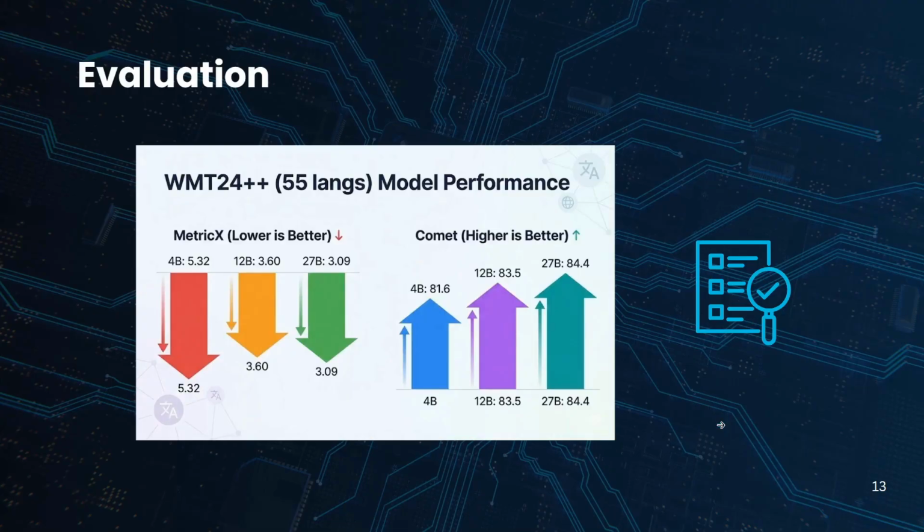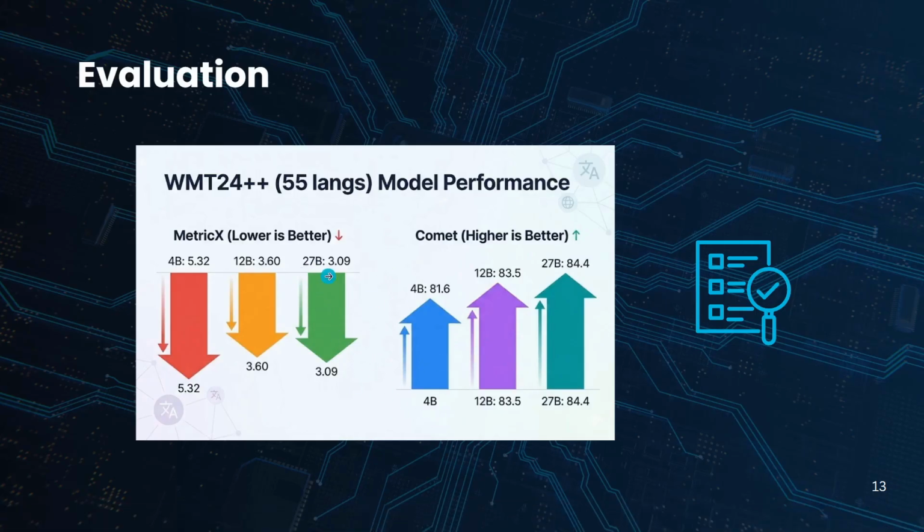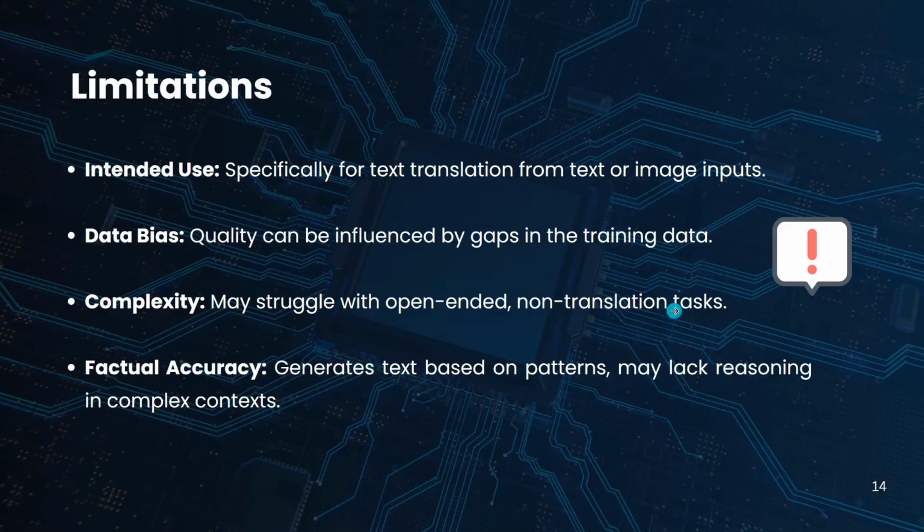So these are some of the evaluations of the model. As you can see over here, the 27 billion parameter model performed better than the other two because it is expected to do so. And it was measured in both MetricX and COMET, which are some standardized formats for evaluating such models.